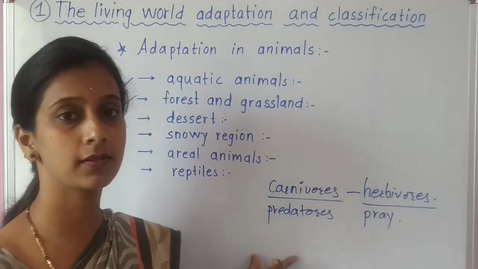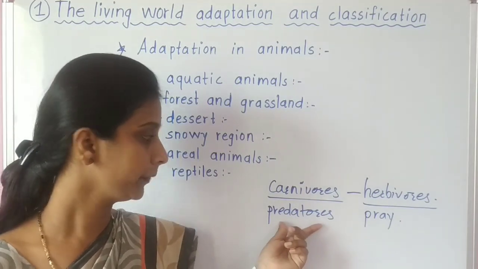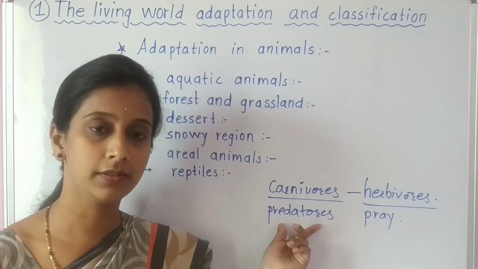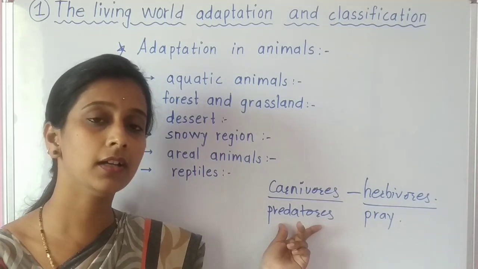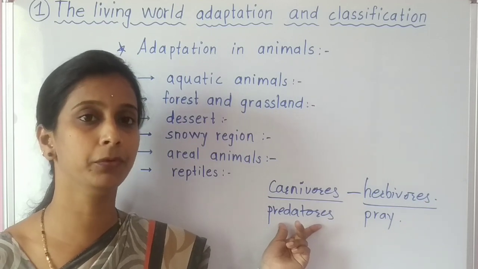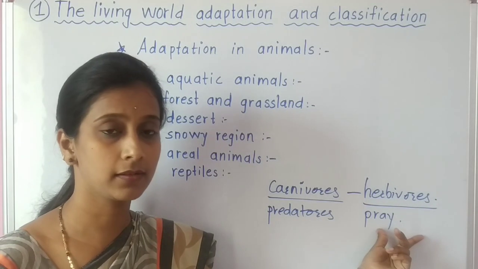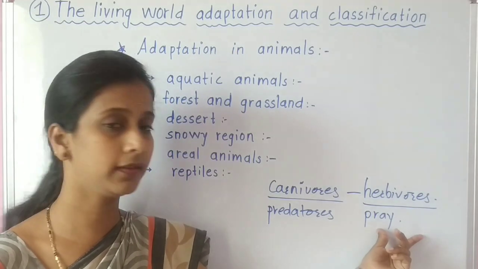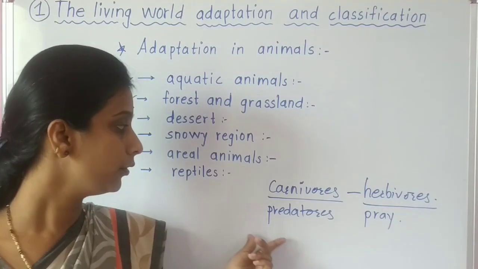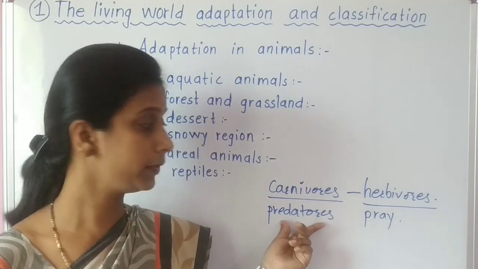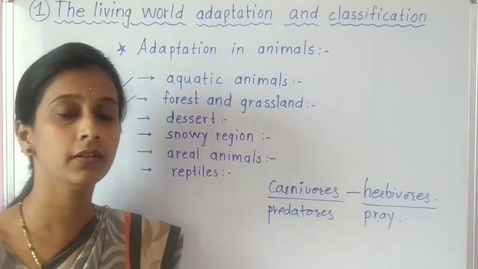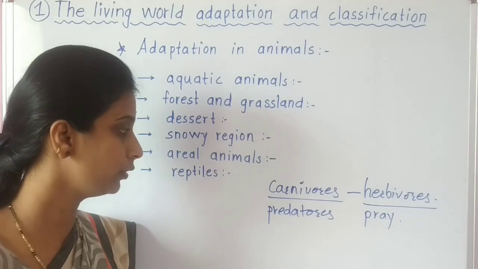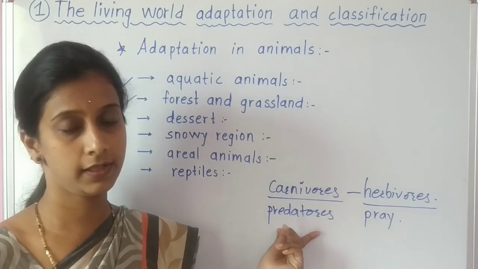What is meant by predators and preys? We will see here. Predators are the animals that kill other animals, the animals that hunt other animals for getting food. And what are preys? The animals which are hunted, for example, rabbits, deers, etc. Okay. So according to these groups, predators and preys, they are adapted to live in the forest and grassland. First we will see how the carnivorous, how the predators are adapted.